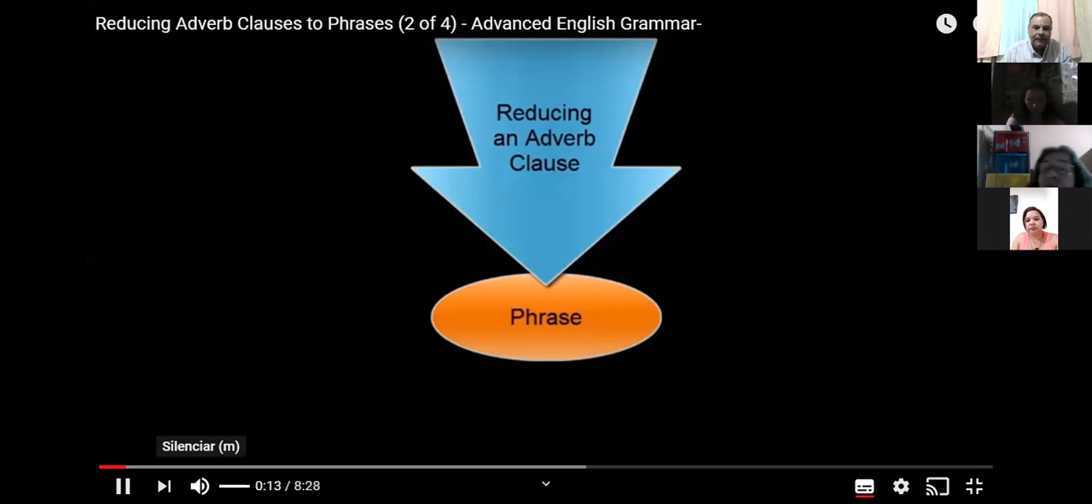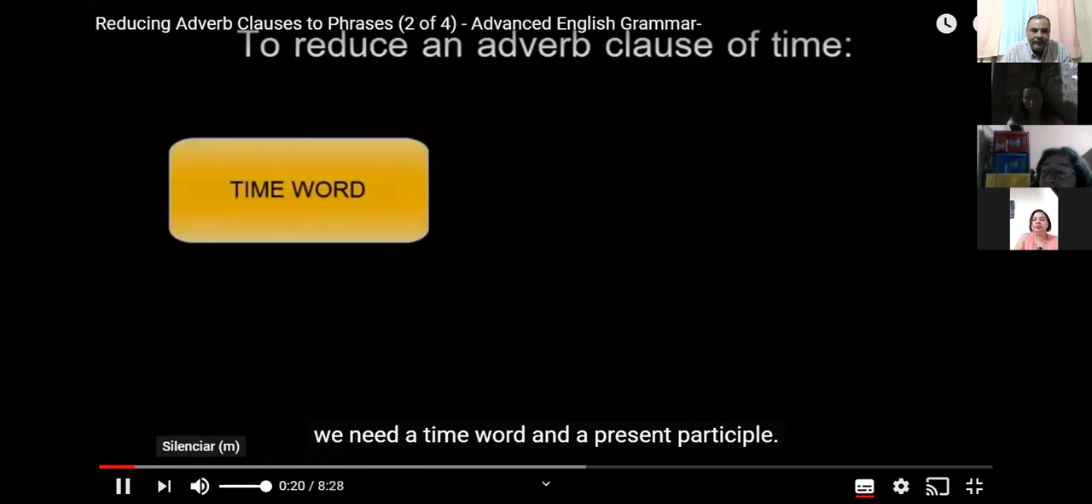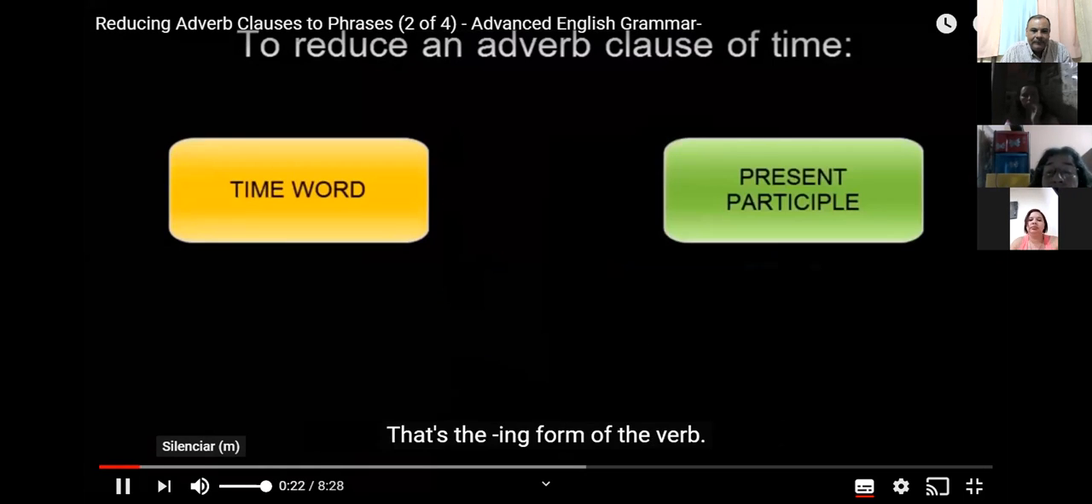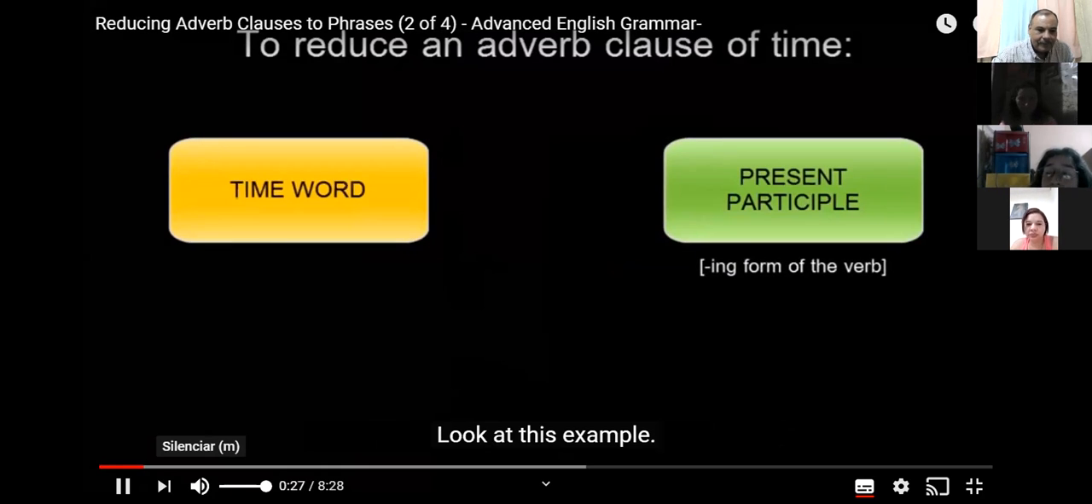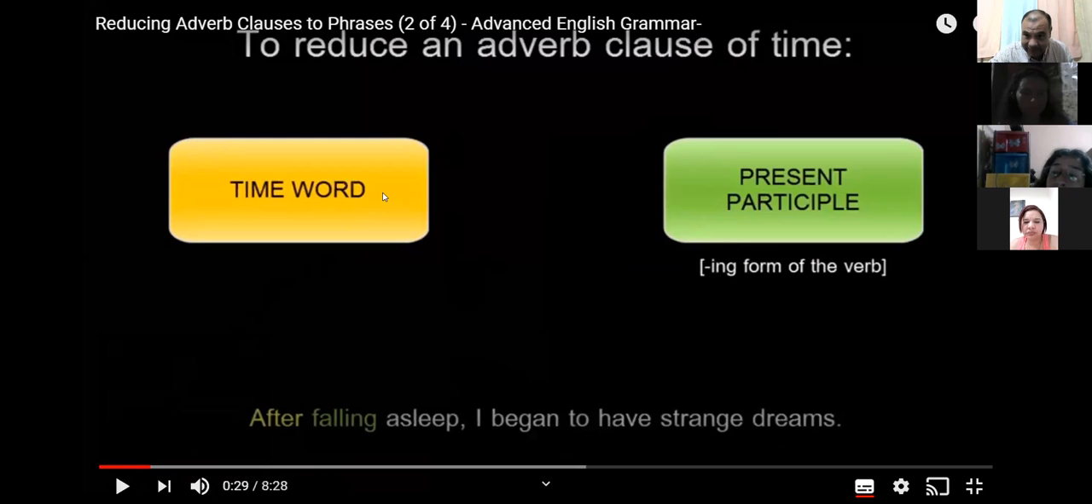To a phrase. So to reduce an adverb clause of time, we need a time word and a present participle. That's the ING form of the verb. Look at this example. Okay, it says that we need a time word. What is the time word? After. That is a time word. So a time word is after. It shows you before is a time word. And we need the present participle. The present participle is the verb with ING.